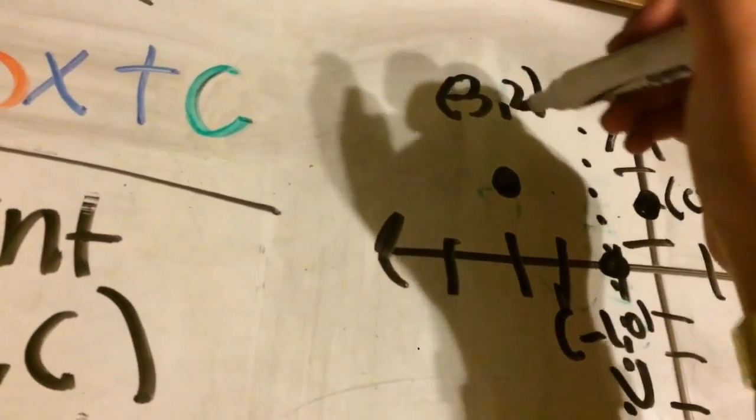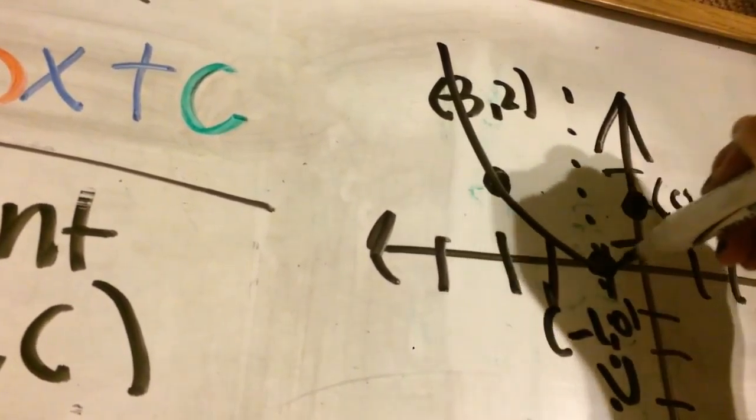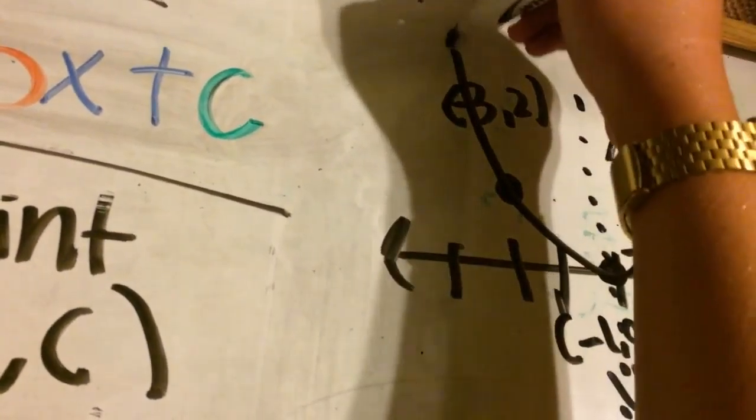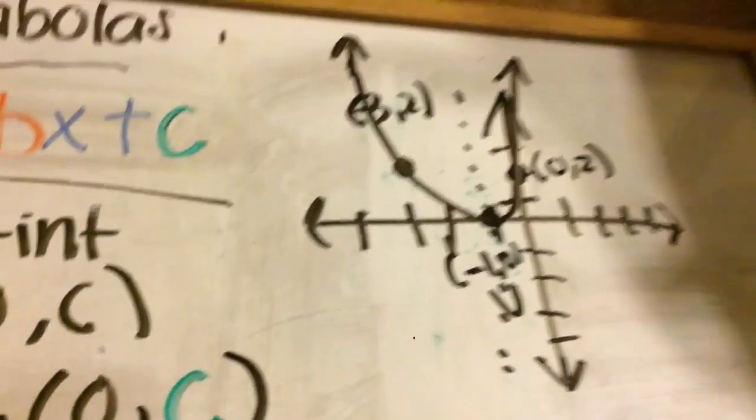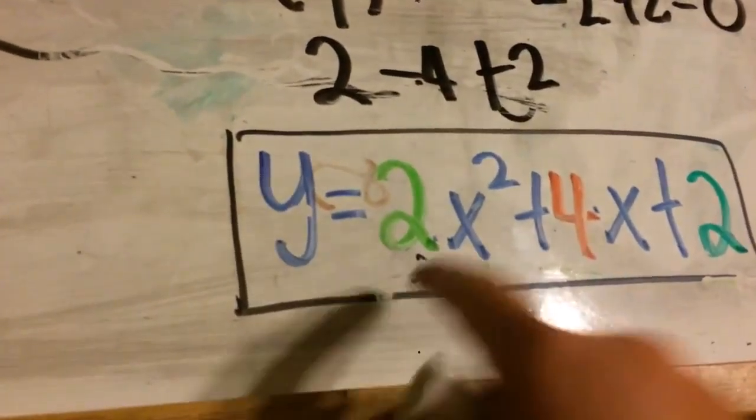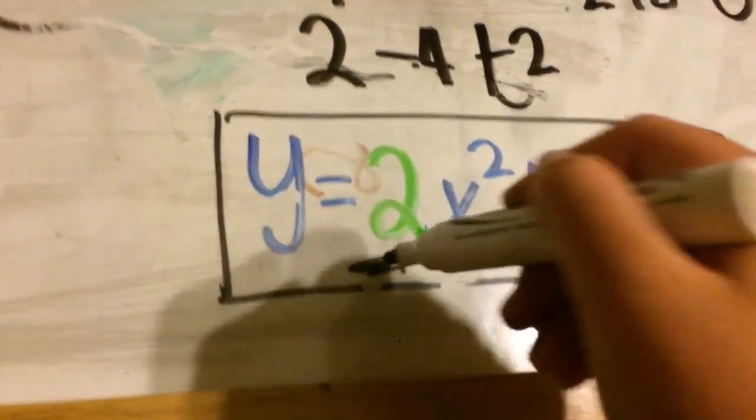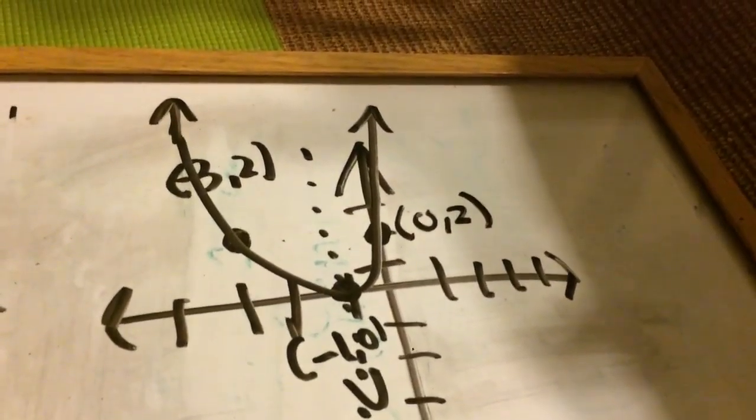And then we're going to graph it. And that is our parabola. Our value of a was greater than 0. So that's how we know that our parabola here was facing up. And that's it.